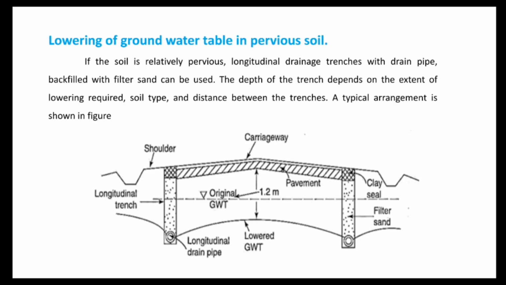Next is the lowering of the groundwater table in the pervious soil. If in case the soil is relatively pervious, the longitudinal drain trenches with the drain pipes backfilled with the filter sand can be used. As you can see from the figure, for the carriageway or the pavement, with the provision of the shoulder, at the end of the shoulder we have provided the longitudinal trench, and at the same time there is a provision of the longitudinal drain pipe with the sand filter.